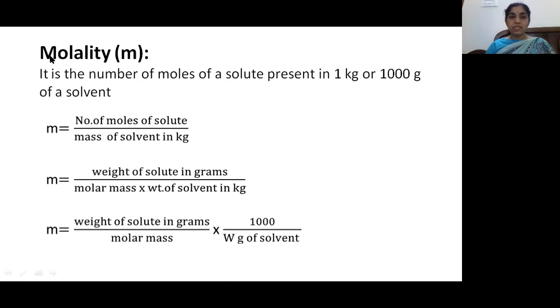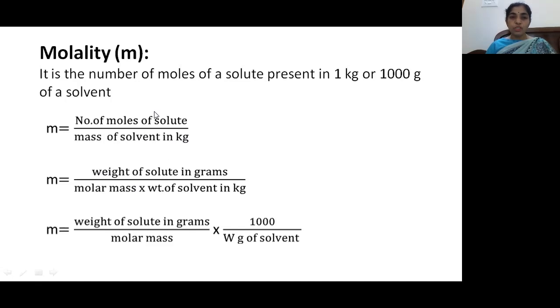We'll directly pass on to molality, which is denoted by small m, whereas molarity is denoted by capital M. It is the number of moles of a solute present in 1 kg or 1000 gram of a solvent. So, in turn, we can write it as small m is equal to number of moles of solute by mass of solvent in kg.